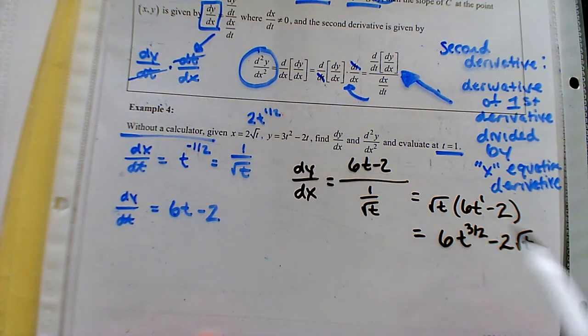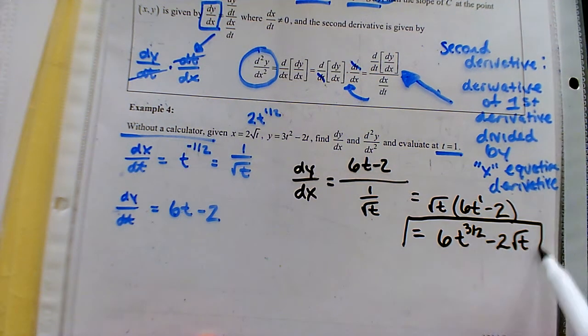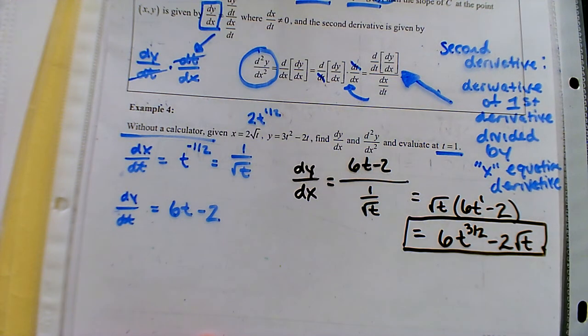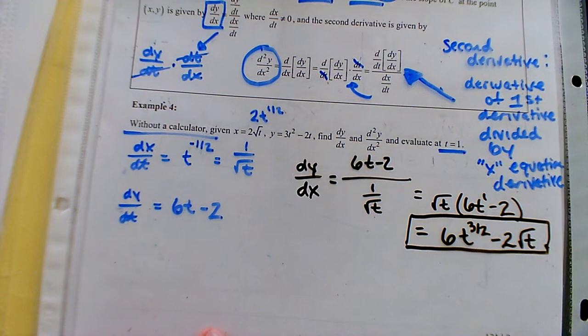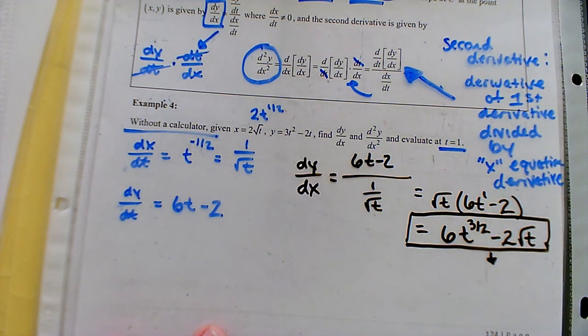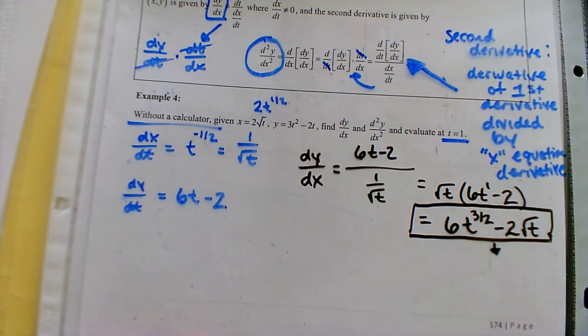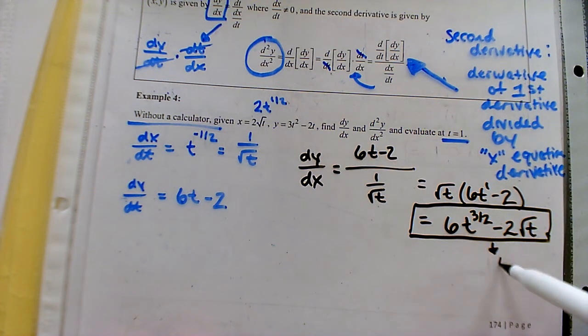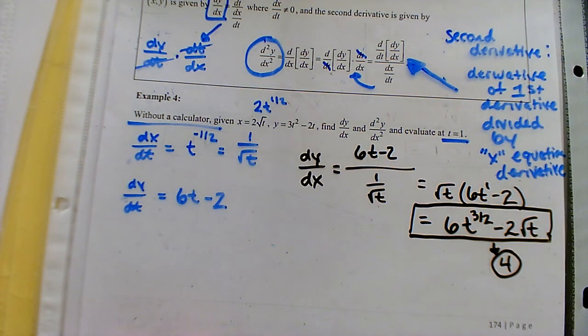All right, so there's the overall first derivative. And they want us to evaluate that at 1. So if we were to plug in 1 for both of those t's, what do we get? We get 4. Okay. Let's go ahead and check out the second derivative.